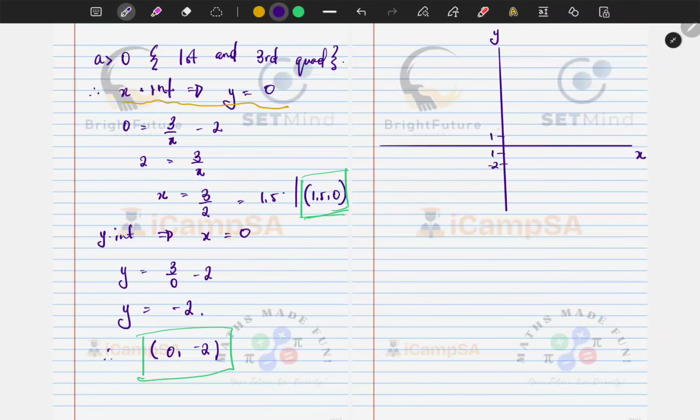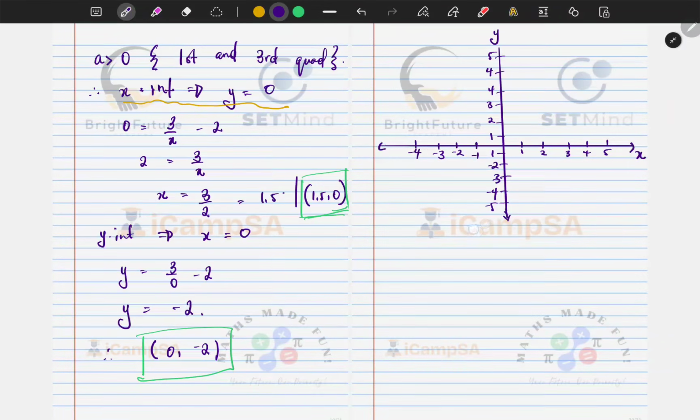And then you're going to have 1, 2, 3, 4, 5, then just 1, 2, 3, 4, 5, negative 1, negative 2, negative 3, negative 4, negative 5, right?